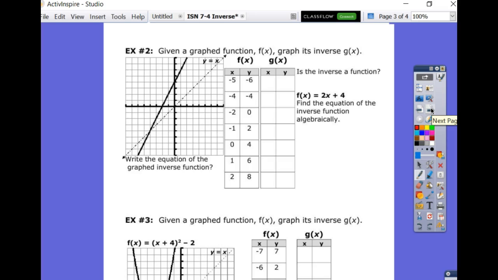So if I'm given this line right here, and I just took these points straight off the line, that's where they came from. If I want to find the inverse, first of all, if you notice the dotted line is the line y equals x. That's the line it's already put in there for you. So if I take this set of ordered pairs, if I just flip them, and then graph them, the orange set.